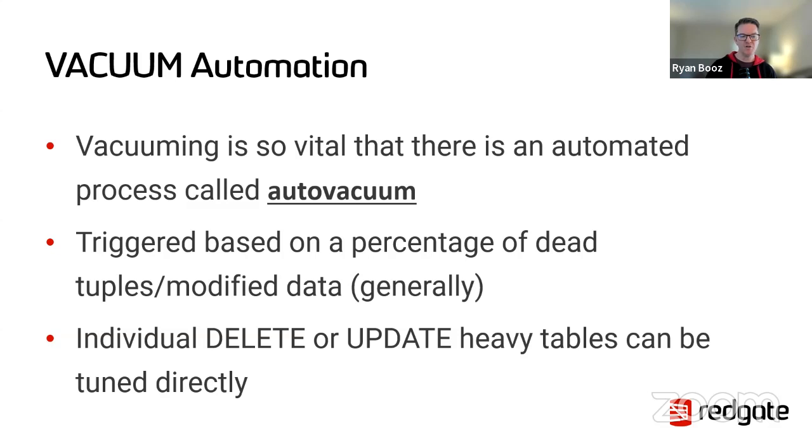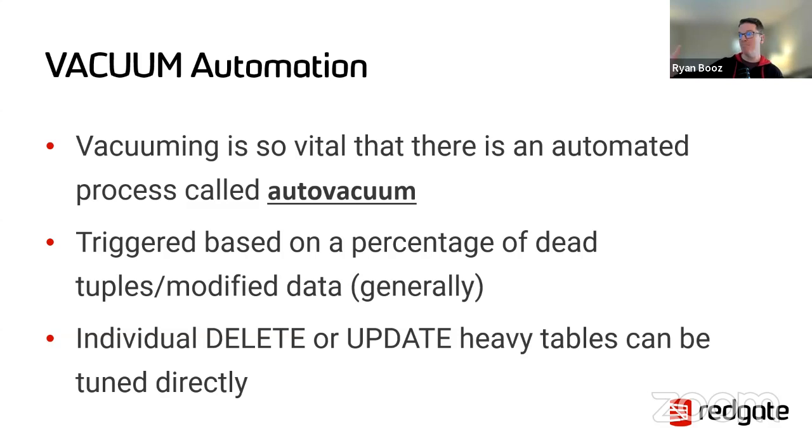And then finally, individual update and delete heavy tables can actually be tuned directly. This is one of the things that I think is really cool and unique about Postgres, which you can't do in something like SQL Server or other databases. Because MVCC means updates, deletes, and inserts, that's a lot of potential fragmentation and dead tuples in a table page. Well, you can tune individual tables so that Autovacuum or AutoAnalyze runs more frequently to keep that table in better shape over time.